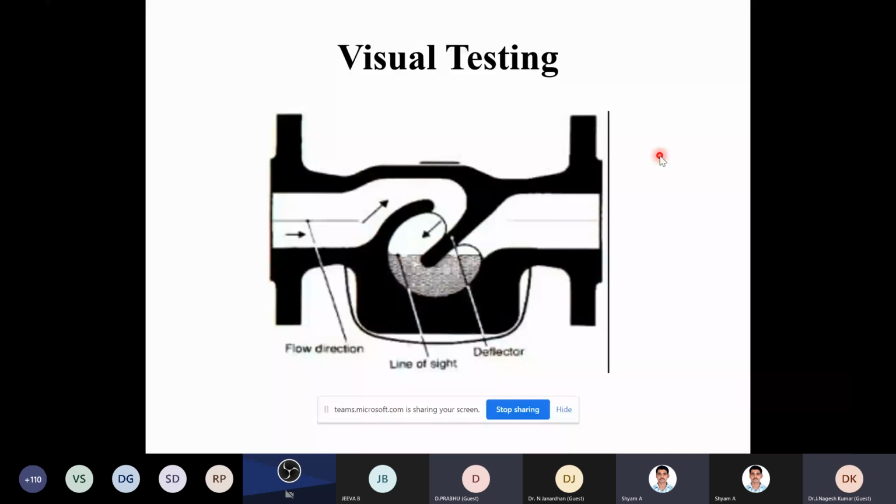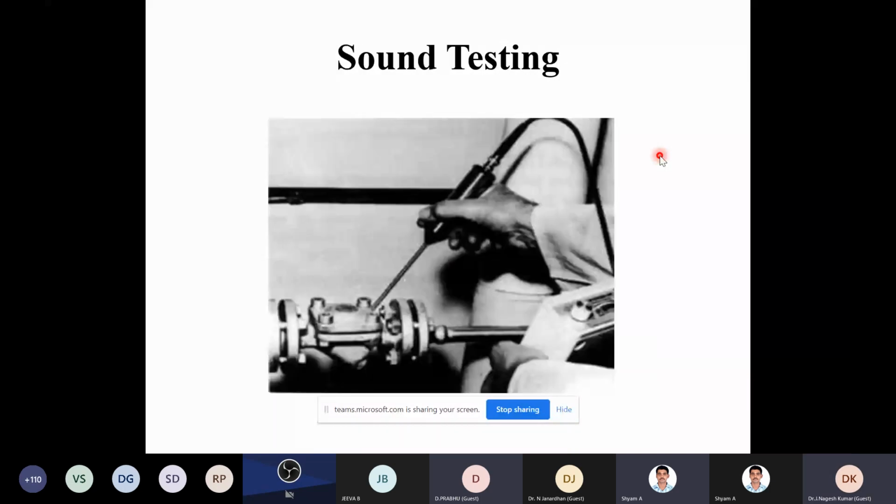And ultrasound is another method, like a stethoscope. Before and after the trap, you hear the noise. Before the trap, steam also will be there, so it makes some kind of noise. After the trap, only liquid will be there. It makes another kind of noise. So when only liquid is coming, you can identify the noise and see whether the trap is working or not. So this is again a very useful measure.